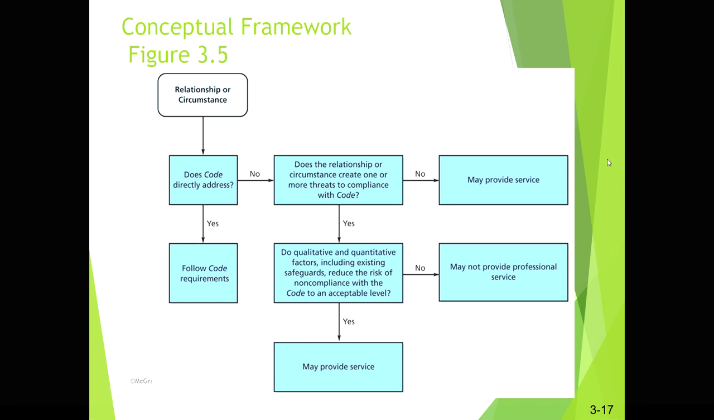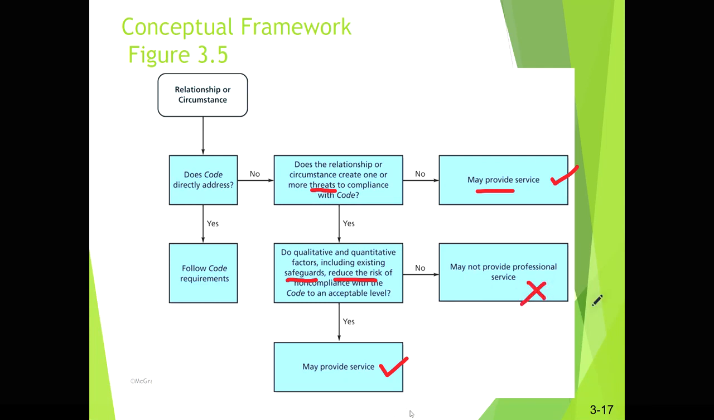If not, then we ask the question, does the relationship create any of these threats that we talked about before, right? Advocacy threat, adverse interest, all these different threats. And if the answer is no, then okay, we can go ahead and provide the service. Good stuff. If the answer is yes, then we're asking the question of, do we have some safeguards that can reduce the risk of non-compliance to where we're okay with it, right? If the answer is yes, we do have some safeguards in place, then go ahead and provide the service. If not, then you can't provide the service, right?